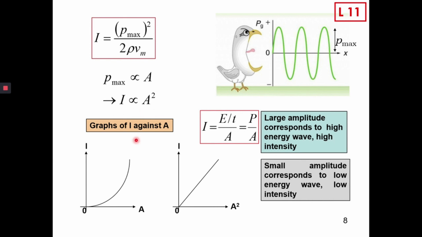To illustrate the graph of intensity against amplitude, if we sketch the graph of intensity against amplitude squared, this graph will show the dependence of intensity on amplitude: the larger amplitude corresponds to a high energy wave, which is high intensity, and a small amplitude corresponds to a low energy wave, which is low intensity. That's all for this lesson.